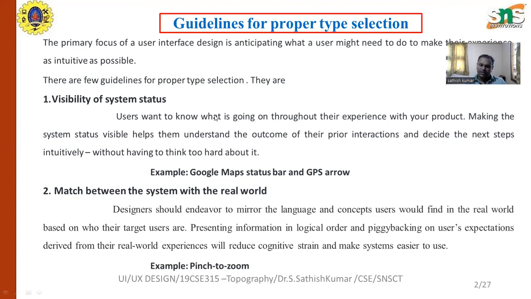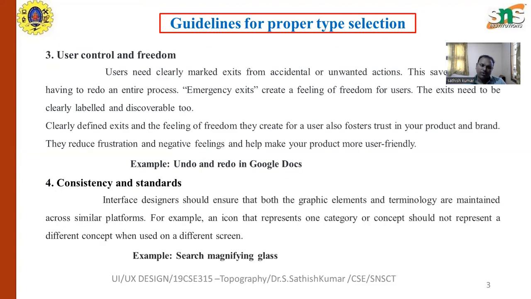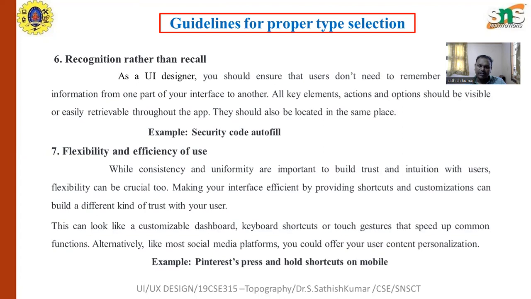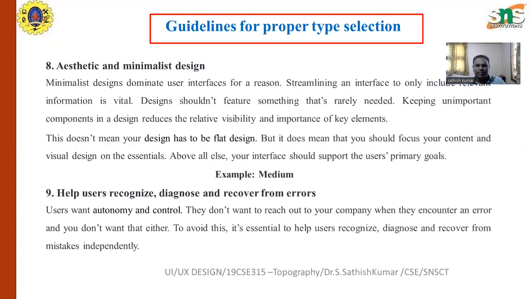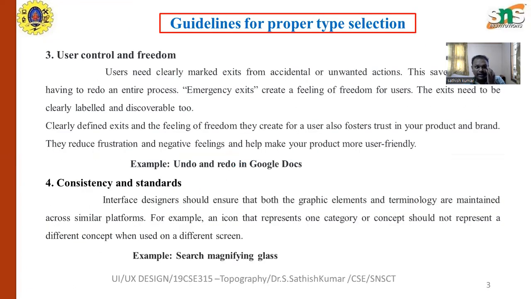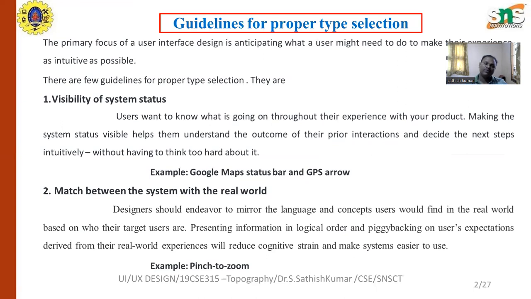Visibility of system status, match between the system and the real world, user control and freedom, consistency and standards, error prevention, recognition rather than recall, flexibility and efficiency of use, aesthetic and minimalist design, help users recognize, diagnose and recover from errors, and help and documentation. These are the 10 guidelines for proper type selection.